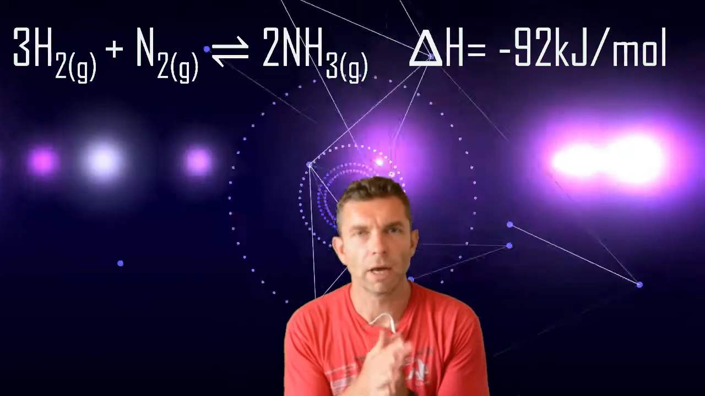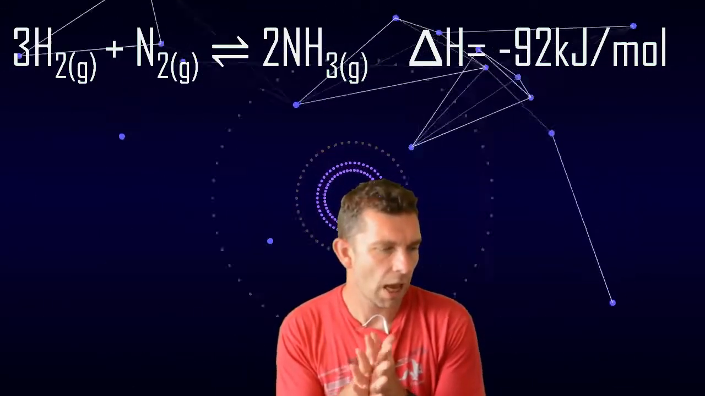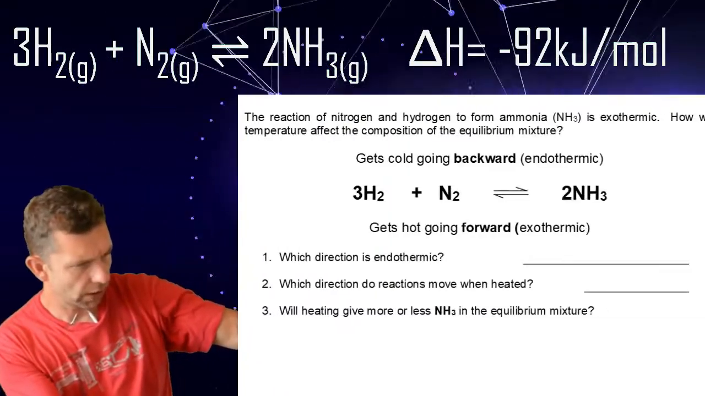So, another example. This time we're going to be looking at the reaction of nitrogen and hydrogen to make ammonia. Now you will become quite familiar with this one because it's a common example that's often used, and you will come across it next year in one of the subjects there. So we've got nitrogen, we've got hydrogen, and it forms ammonia, NH3.